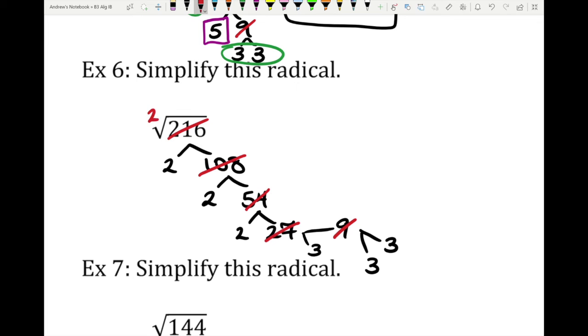So again, our index is 2, so I'm looking for pairs. I need groups of size 2 to be able to take anything out.